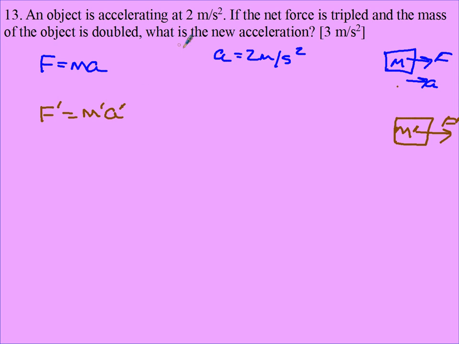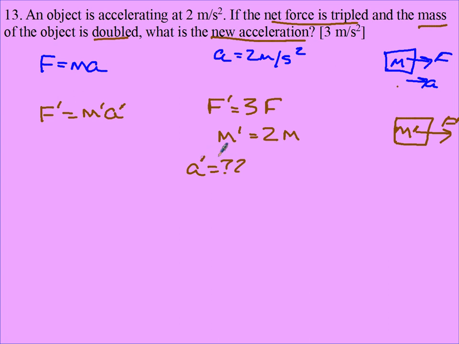Now I know the net force is tripled, so I know my new force is going to be 3 times my original force, and the mass of my object is doubled, so m prime becomes twice my original mass. And I'm looking for the new acceleration. So my unknown in this case is my new acceleration, a prime. Again, there are a couple of ways you can do these. I think the ratio method is the easiest.